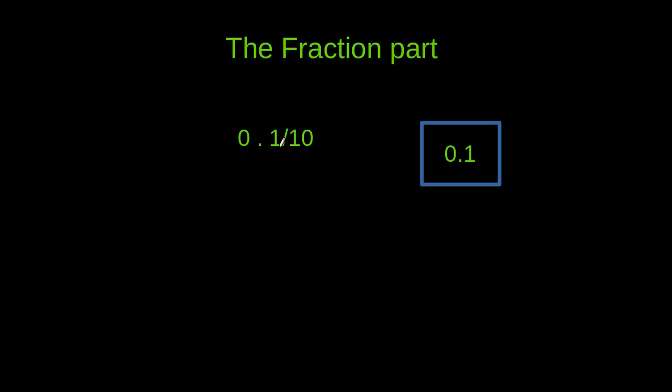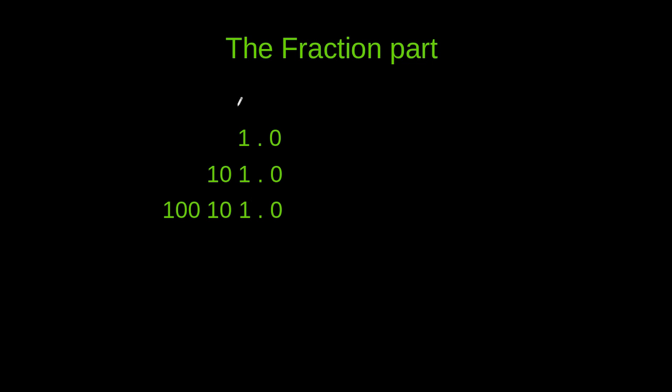1 over 10. And why is that? This is 10 to the power 0, 10 to the power 1, 10 to the power 2, 10 to the power 3. And here what do I have? 10 to the power minus 1. Go right, we subtract 1. 10 to the minus 2, 10 to the minus 3.